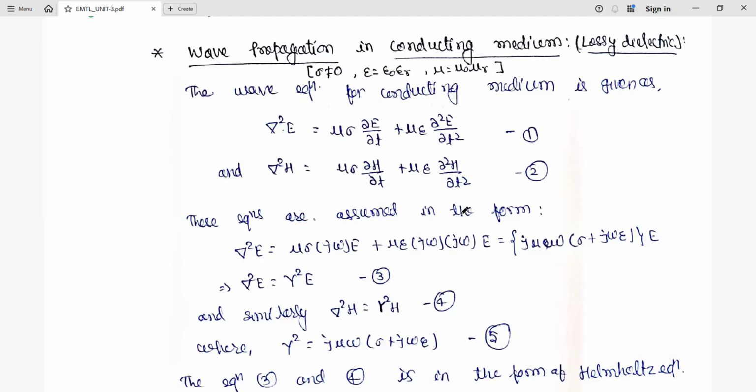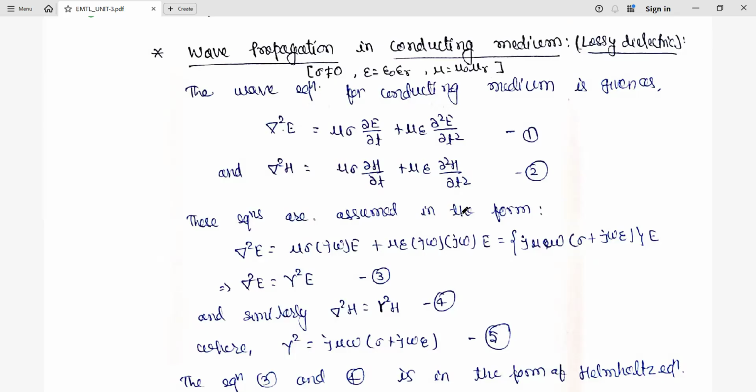Hello, now we have wave propagation in conducting medium. What is the conducting medium? Before that, we had a lecture about the perfect dielectric. In the case of perfect dielectric, what we have seen is that conductivity was equal to 0. Here it is a conducting medium, so conductivity is not equal to 0. That's why it's written sigma is not equal to 0.